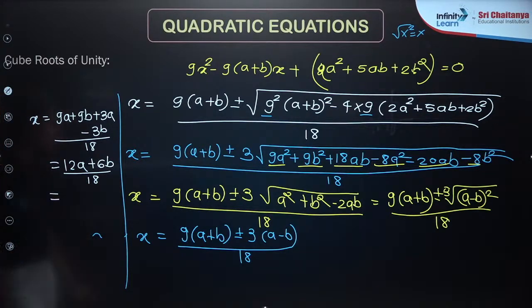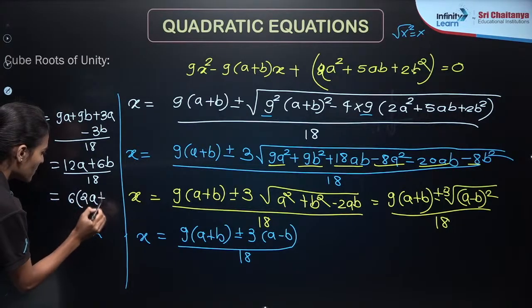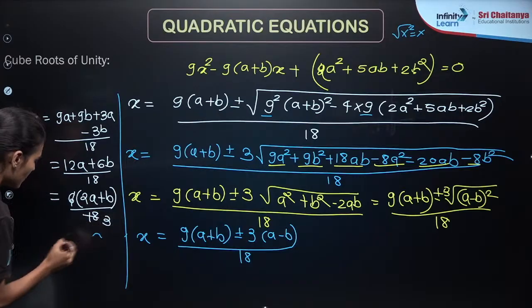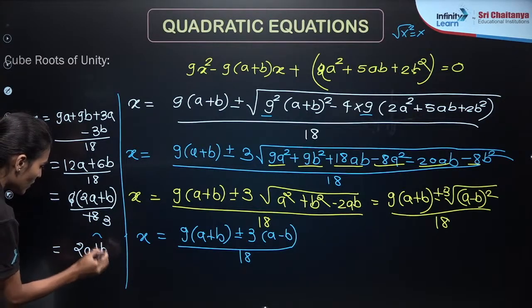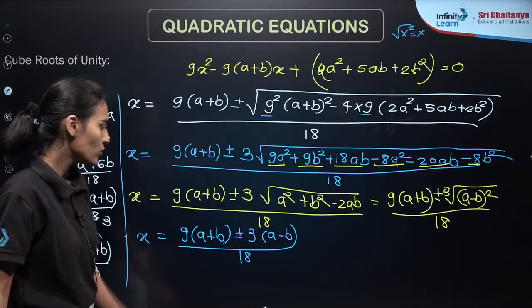You can take 6 common from the numerator. So this is 6 inside, (2a plus b), whole divided by 18. So it is 6 ones are 6, 6 threes are 18. So you got your one root as (2a plus b) whole divided by 3. Similarly, find your second root with negative sign.